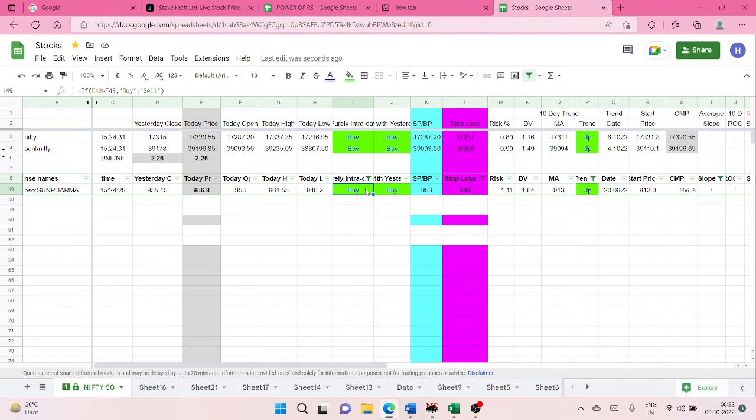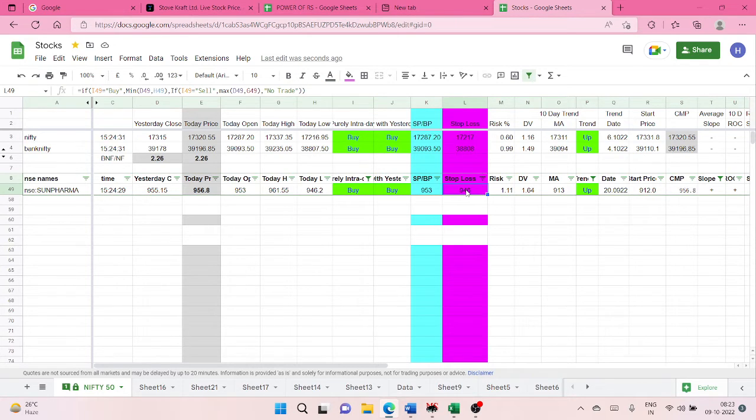This data will get changed. So if Monday, instead of a buy which is based on the previous day's candle, in live market it is showing me a buy, then you can buy, keeping in mind the stop loss. So this stop loss will get changed once the market starts.